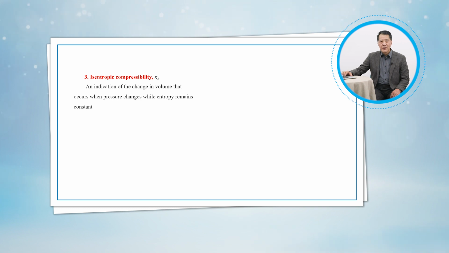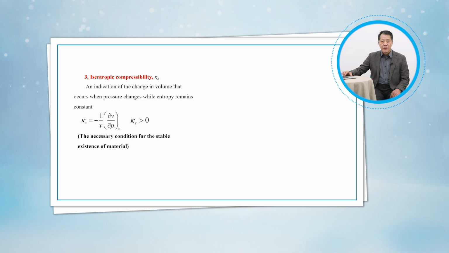Thirdly, let's talk about the isentropic compressibility. Its unit is also the reciprocal of that for pressure. The isentropic compressibility should be larger than 0, which is the necessary condition for the stable existence of working fluid. Try to prove the above expression and derive the isentropic compressibility for ideal gas.